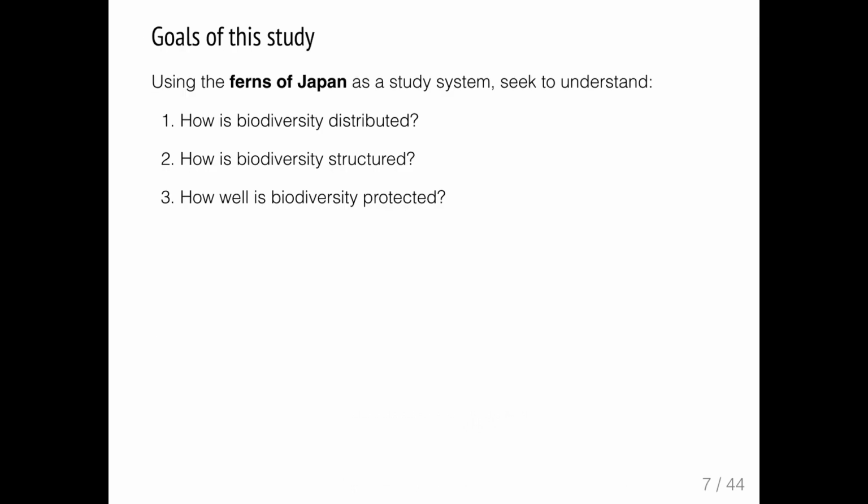The goals of this study are threefold. Using the ferns of Japan as a study system, we seek to understand: how is biodiversity distributed? How is it structured? And how well is it protected? First, I'll explain our data sources and then describe methods along with the results.